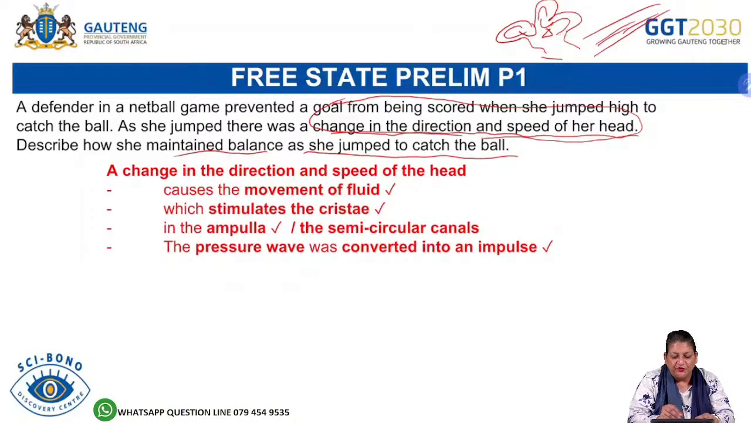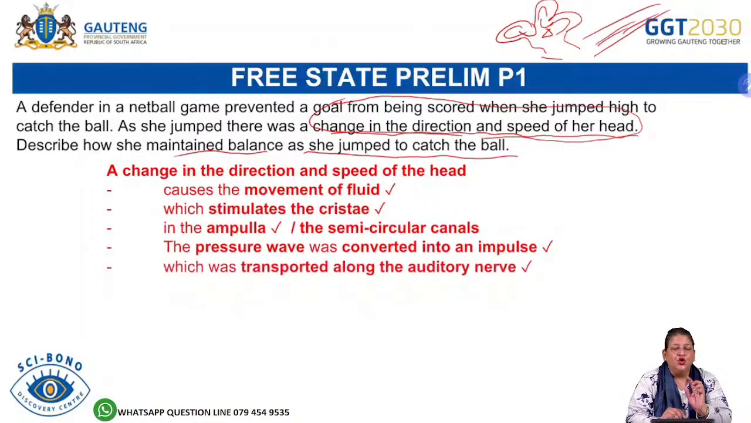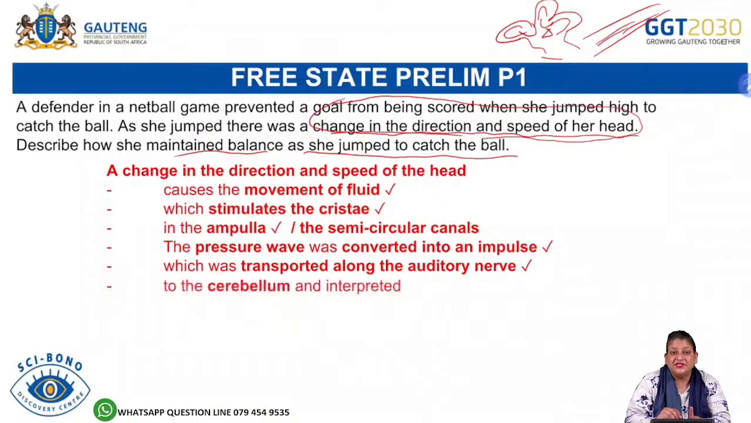And then that pressure wave will be converted into an impulse, which is a message to be carried by an auditory nerve to the cerebrum, also to the cerebellum, where balance is interpreted. Why cerebellum and not cerebrum? Remember, the cerebrum has to do with interpreting your senses, with voluntary action, and with your higher order thought processes.